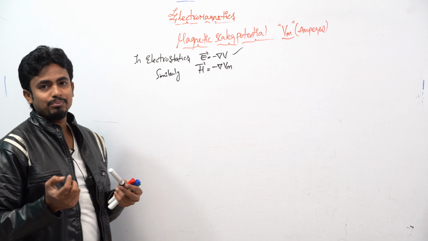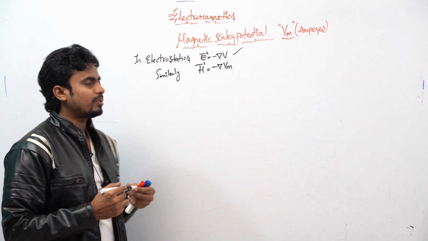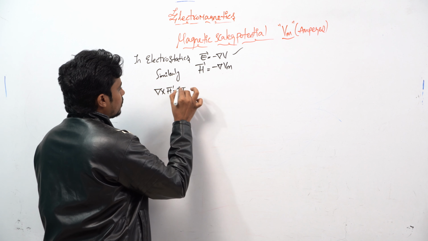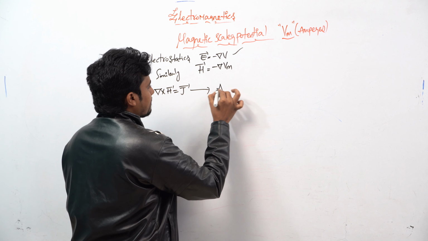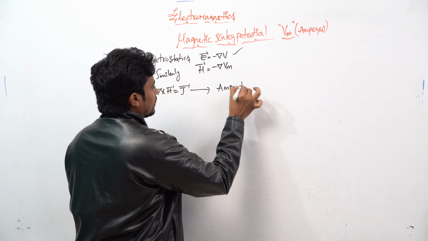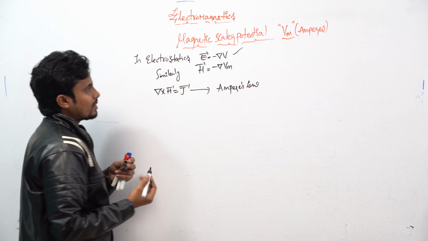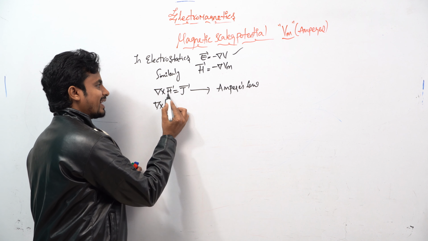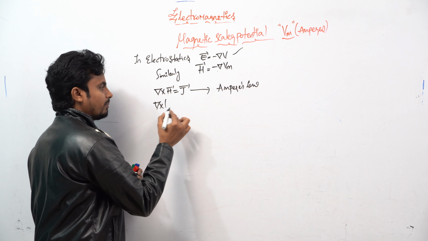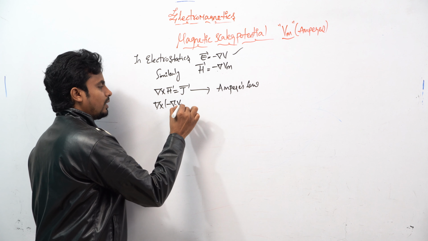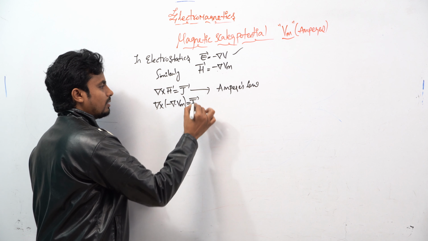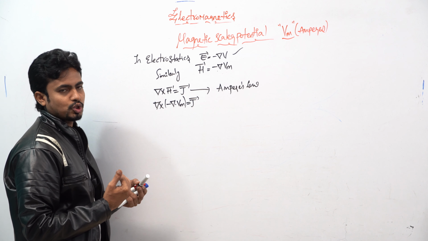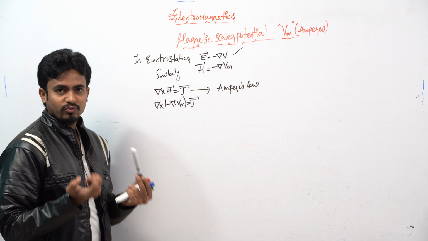Here, if you consider Ampere's law, what will be the result? Del cross H bar is equal to J bar. This is your Ampere's law. So substitute here: del cross of H bar, where H bar is minus del Vm, that is, minus del cross del Vm, equal to J bar. Now, if you want to move further and solve this, what will be your approach?